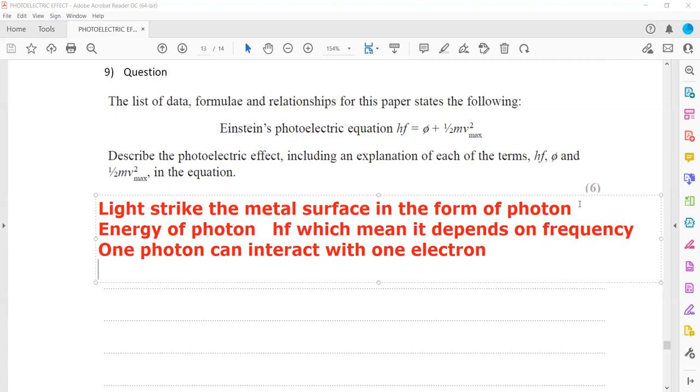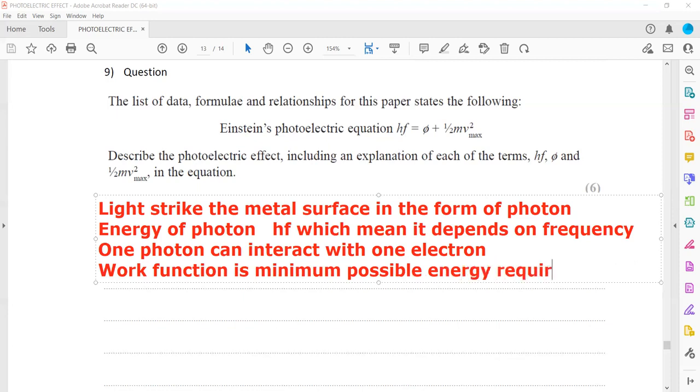Then what about the phi? The work function, phi, is the minimum possible energy needed or required to remove electrons. So how much energy, the minimum energy, we need to remove an electron, that's called a work function.